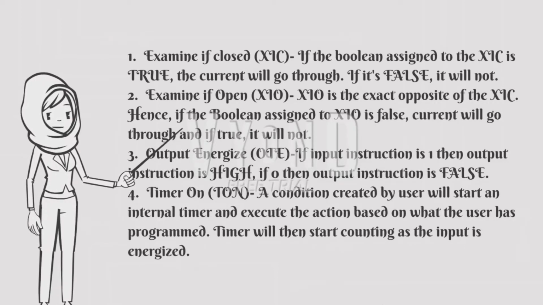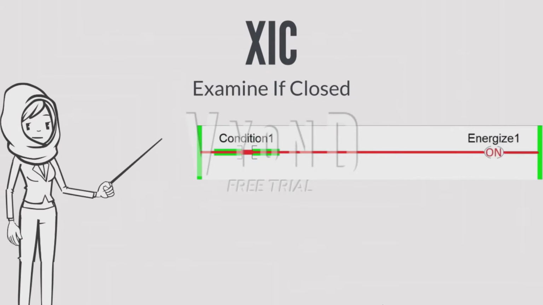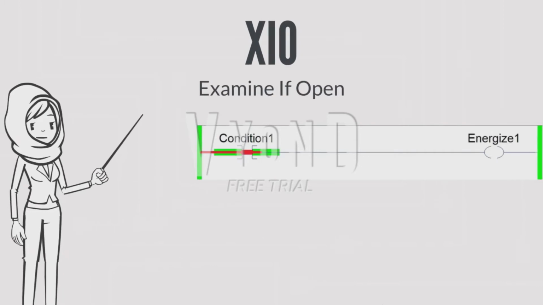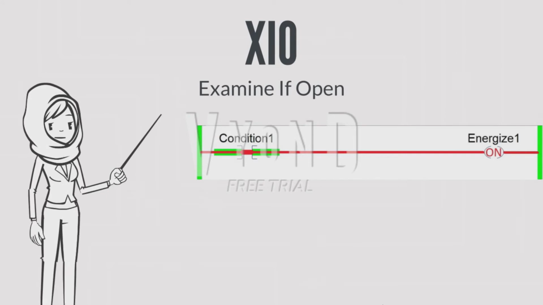In this video, I would like to introduce these 4 well-known instructions in PLC. Firstly, examine if closed, XIC. If the boolean assigned to the XIC is true, the current will go through, and if it's false, it will not. Secondly, examine if open, XIO. XIO is the exact opposite of the XIC.